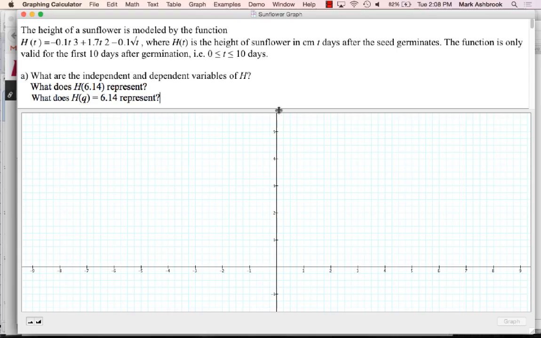So h of 6.14, you should have said it's the height of the sunflower at 6.14 days after germination. What about h of q equals 6.14? That represents... all right, so now here the height is 6.14 centimeters. And so that q would be the number of days it would take to reach 6.14 centimeters, like you said. Questions on that? Okay, let's go on to B.